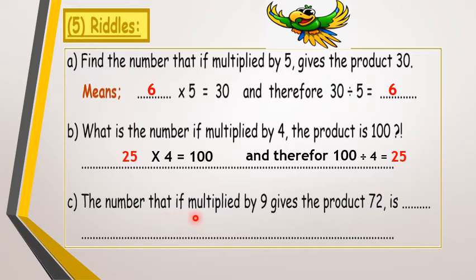Okay, what is the number? If you multiply it by 9, the product is 72. So I know that 9 by what will give you 72. This means that 72 divided by 9 gives you what? I know here that 9 by 8 will give you 72. I will search in table 9 to reach it. So therefore 72 divided by 9 will be 8. So the answer is 8.